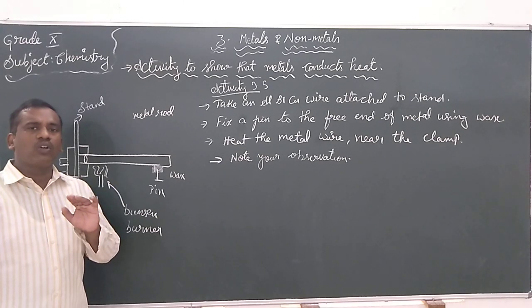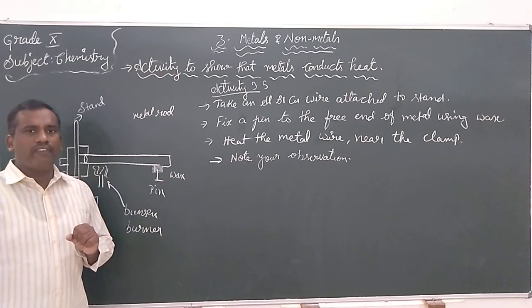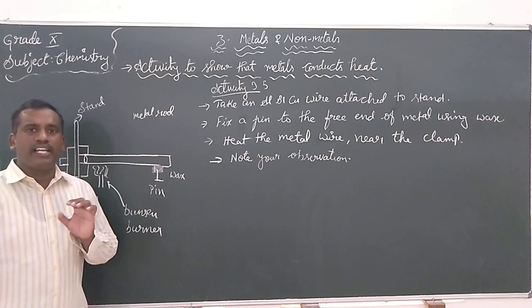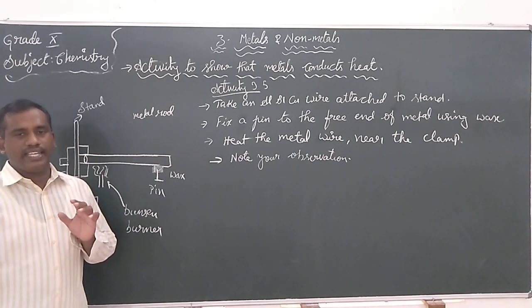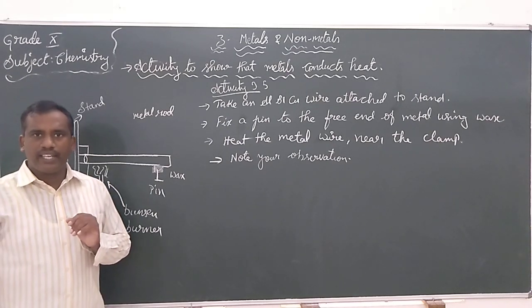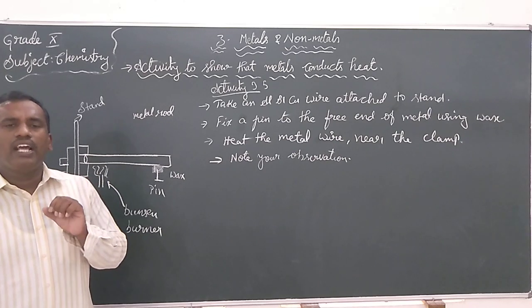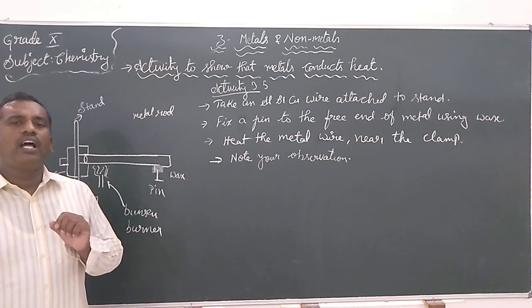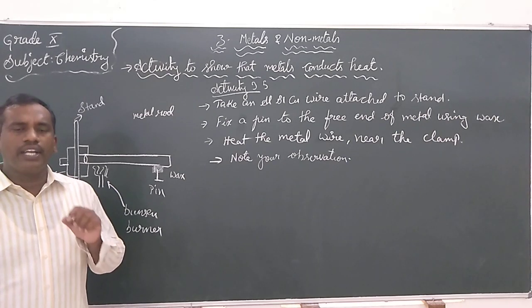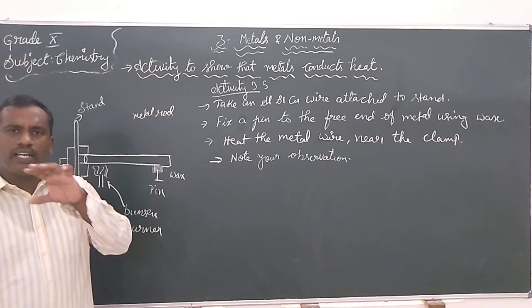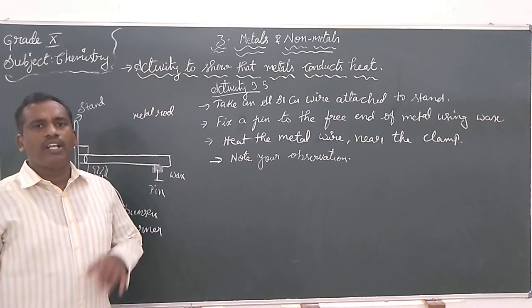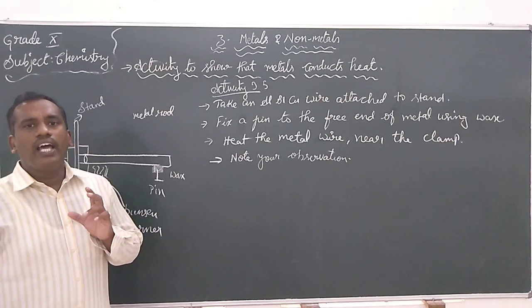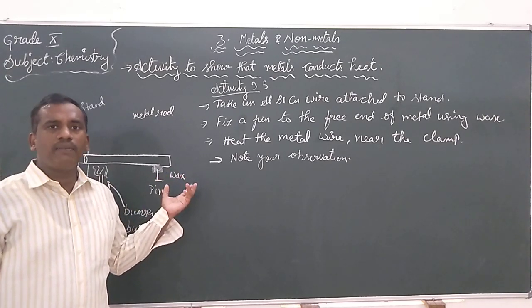So what is our conclusion? Metals have a high melting point. Hence they do not melt easily. And also they are good conductors of heat. For the conduction of electricity, we use copper or aluminum. In our home electrical wiring we use copper, but in the main wires they use aluminum because they are good conductors of electricity. Here we discussed heat.